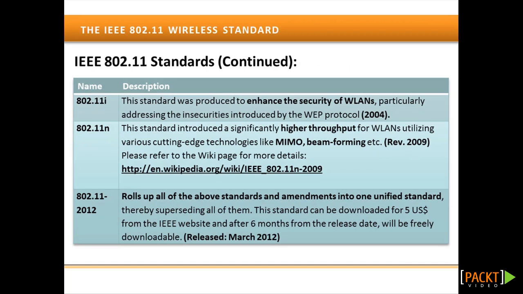Next is 802.11i. This standard was produced to enhance the security of WLANs, particularly addressing the insecurities introduced by the WEP protocol. Then we have the 802.11n standard, which introduced a significantly higher throughput for WLANs utilizing various cutting-edge technologies like MIMO, beamforming, etc. As of 2012, IEEE has released a new standard titled IEEE 802.11-2012, which rolls up all of the above standards and amendments into one unified standard, thereby superseding all of them.